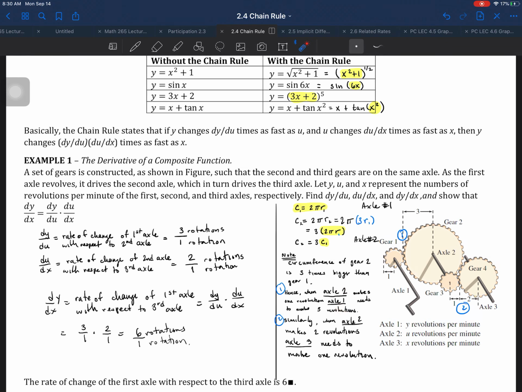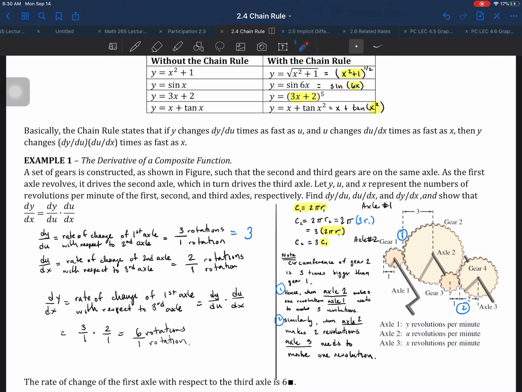So what we're saying here is the rate of change of the first axle: it needs to do 3 rotations to make 1 rotation of the second axle. So we found that this gives us a relationship of 3. Do you guys see how we just did the number of rotations of axle 1 over the number of rotations of axle 2? In a similar way, we're going to do that for the second gear.